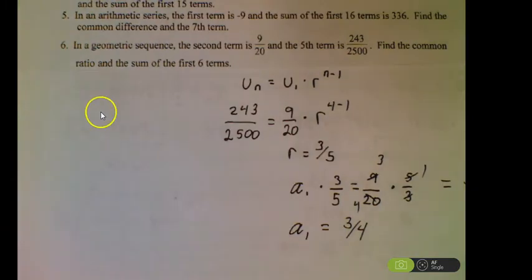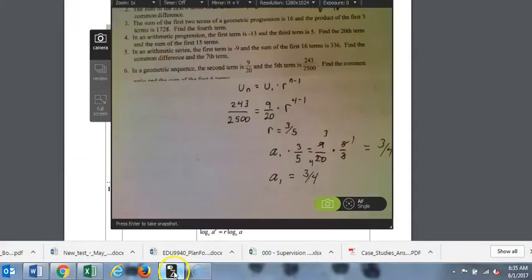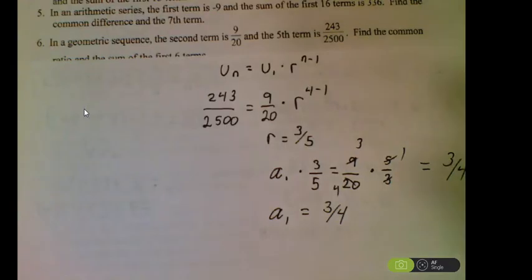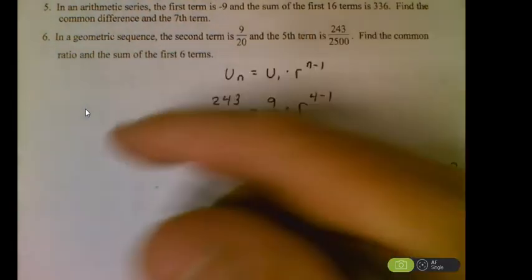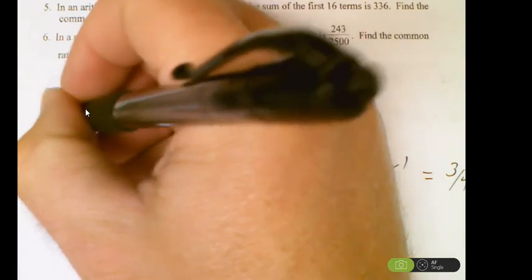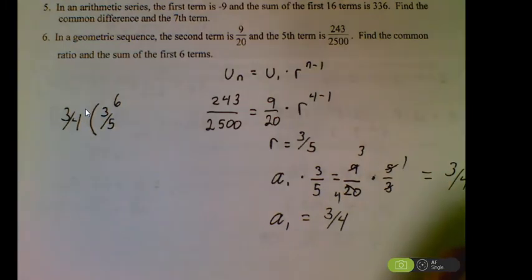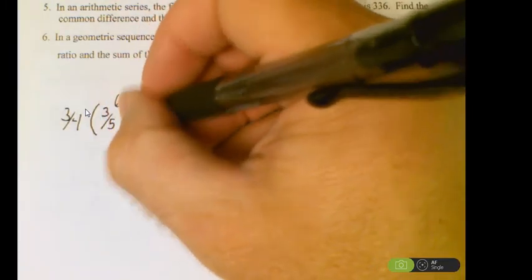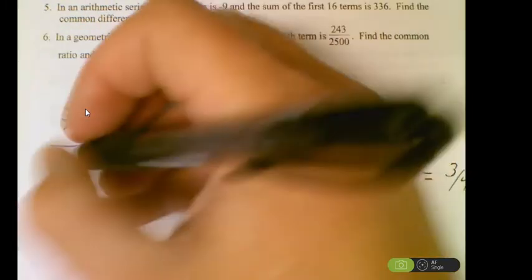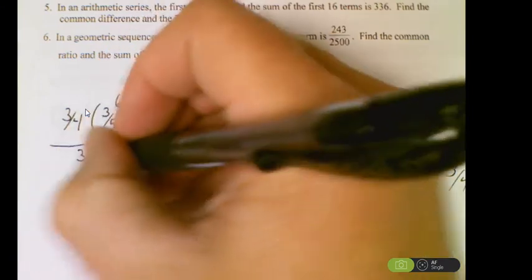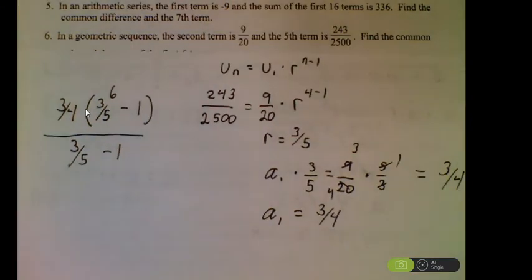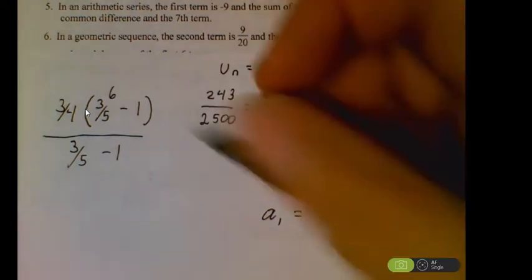So for that one, we have our first term, which was 3/4. We got our r to the n, so 3/5 to the n. And we're finding the sum of the first 6 terms, so we're doing that to the 6th, minus 1, over r minus 1. So from there, just using a little calculator work to get that one.